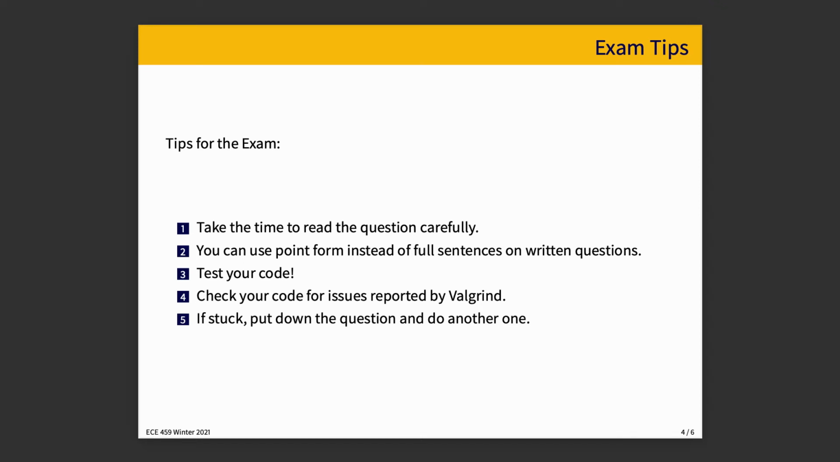For number 2, you can use point form instead of full sentences on written questions. There's no need to be super grandiosely eloquent on every single one. Give us the answer quickly and concisely, and we like that as a marker. Number 3 is test your code.